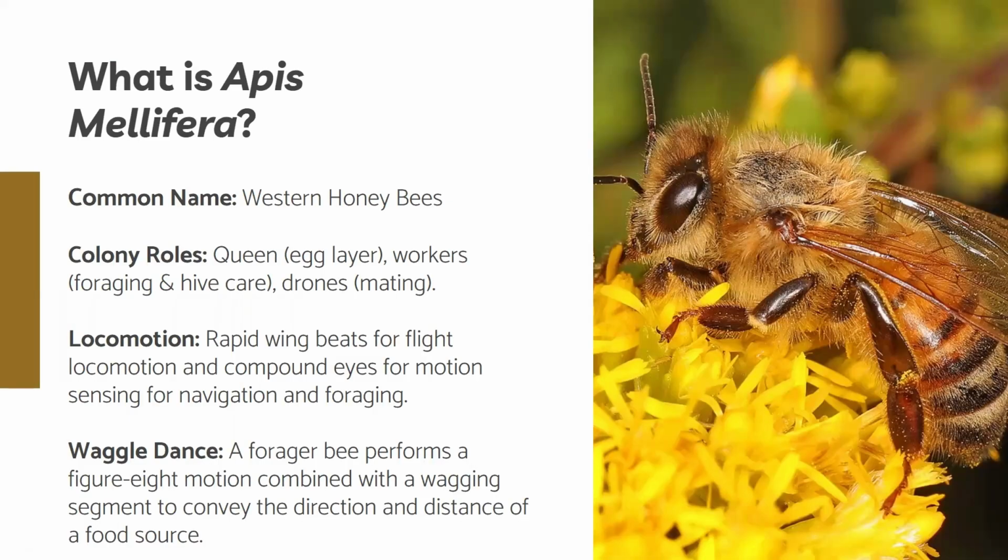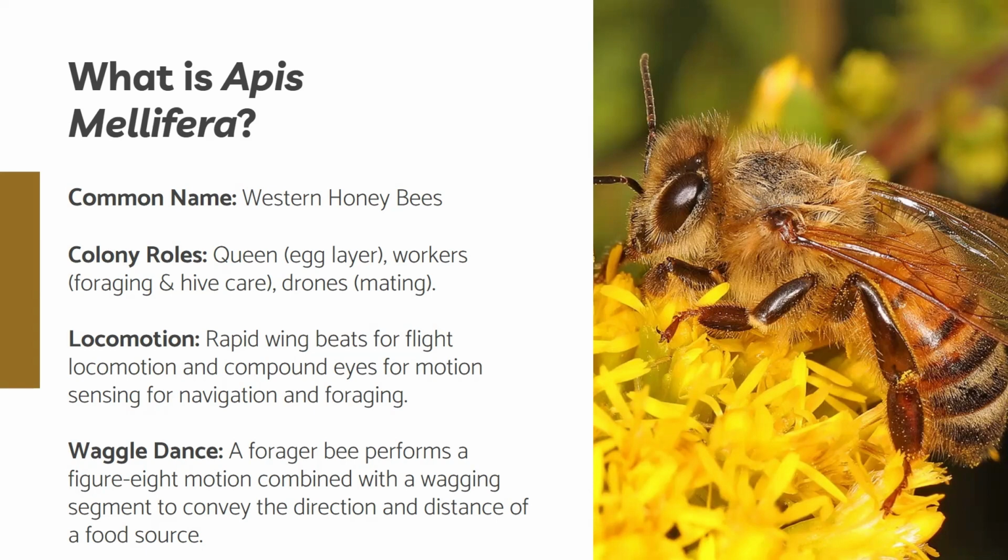The common names can be Western honeybees. They're going to be found in colonies, which consist of queen, workers, and drones. They're going to use their wings to provide rapid wing beats for flight locomotion. They're going to have compound eyes, which is great for motion sensing, navigation, and foraging.